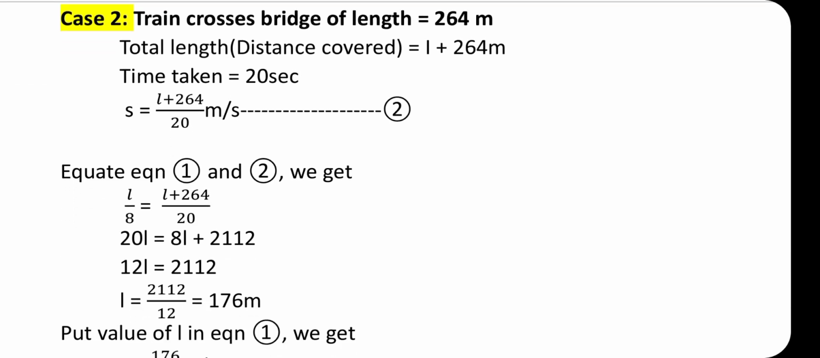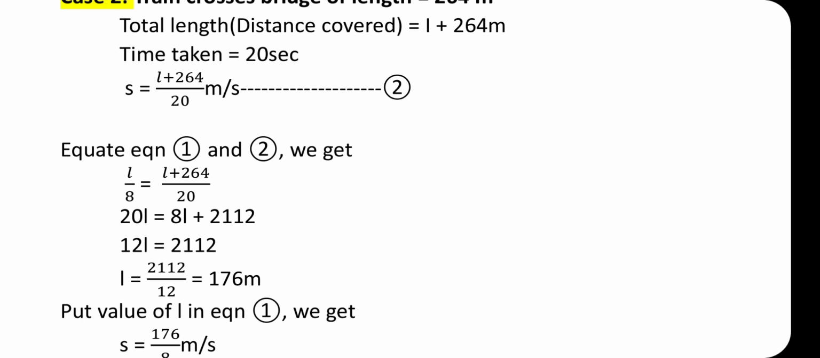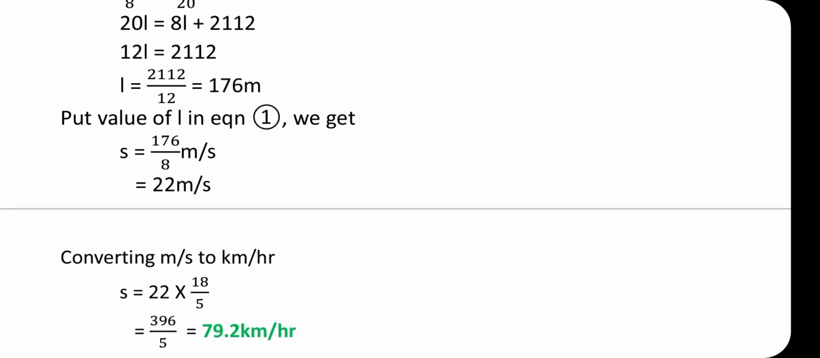As in both cases the speed is the same, equate equations 1 and 2. We get L by 8 equal to (L plus 264) by 20. Cross multiplying, we get L equal to 2112 divided by 12, which is equal to 176 meter, which is the length of the train.